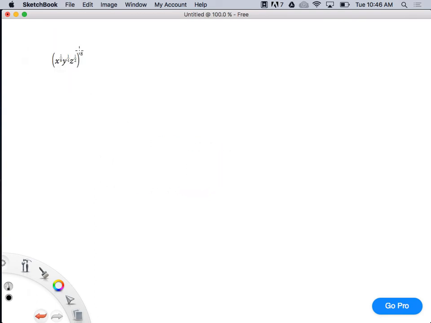Okay, I have all these things, but it's just raised to a power on the outside. What do I do with that power? Just distribute it in, right? X to the 1/8 times 8 is x to the 1. Y to the 1/4 times 8 is 2. Z 1/2 times 8 is 4. So it's x, y squared, z to the 4th. Okay, done.